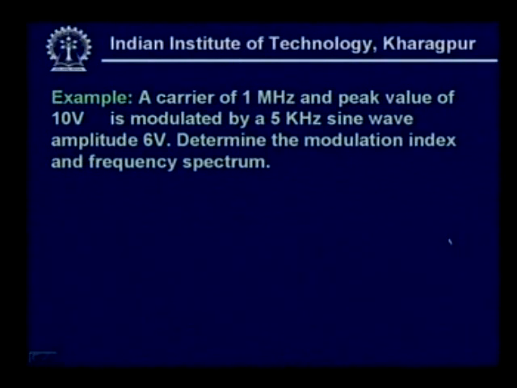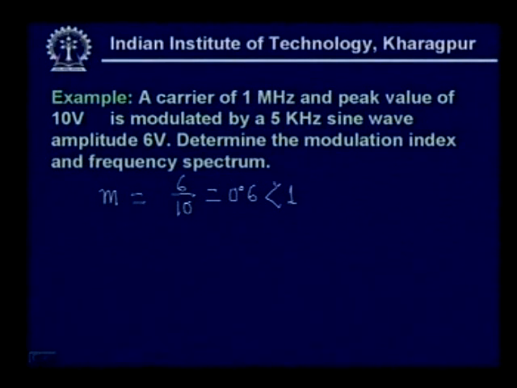So, in this case, what is the value of m? The value of m will be equal to Em is 6 and Ec is equal to 10. So, this is 6 by 10, that is 0.6. Obviously, this is less than 1. That is very good. We get a good quality signal which can be recovered. That means, the original signal can be recovered from the modulated signal that is being received. And what will be the range of frequencies?